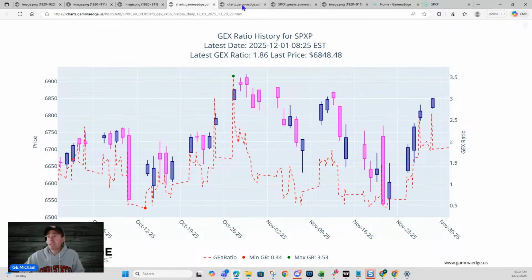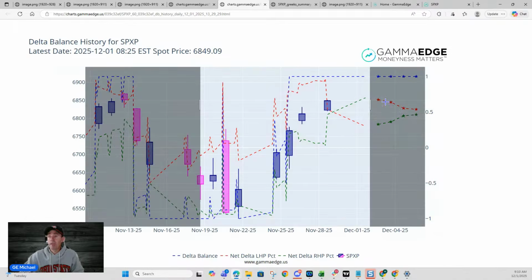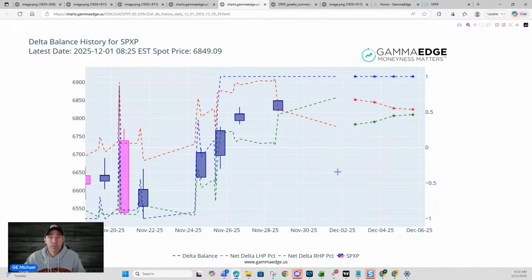All right, moving on to the delta balance. Again, this is just separating the individual portions or structures of the options complex. The left-hand plane, which is below spot price, that's our red dotted line. That would include your in-the-money calls and out-of-the-money puts. And the green dotted line is your out-of-the-money calls and in-the-money puts. Again, that would be above spot price. We call that the right-hand plane. And then the aggregate, the blue dotted line, that's the delta balance.